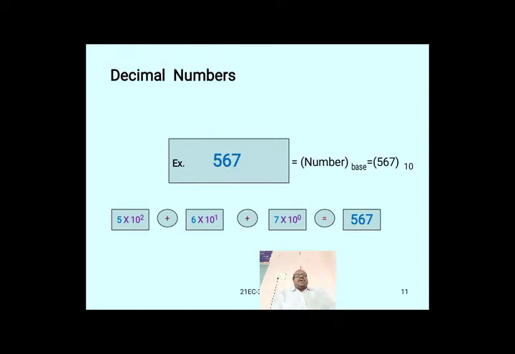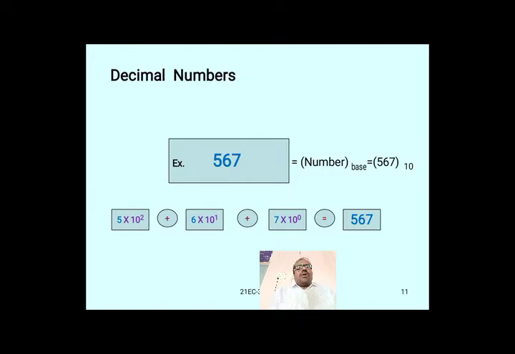Now I have given an example for you. Here I have chosen a number 567. It doesn't have any base, but I think it is a decimal number, so I have given a base also for it. That means 567 base 10. That 10 indicates it is a decimal number.